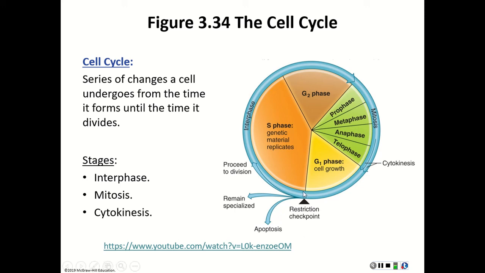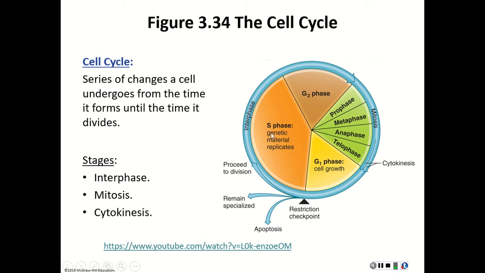And then it reaches this restriction point where it has to decide, am I too old of a cell? Am I unable to perform my function? So I'm going to perform what is known as apoptosis, where the cell pretty much just destroys itself. Or am I good enough and I am going to remain specialized and keep on doing my function? Or am I a cell that needs to divide? So it will proceed to the division.